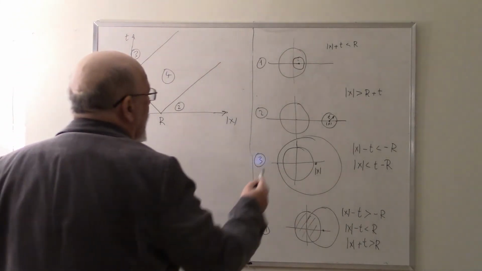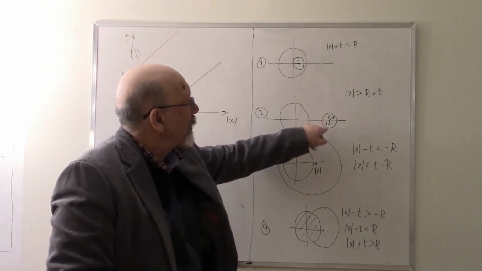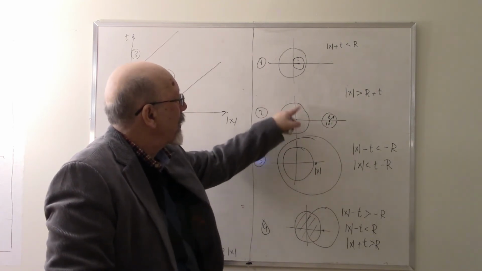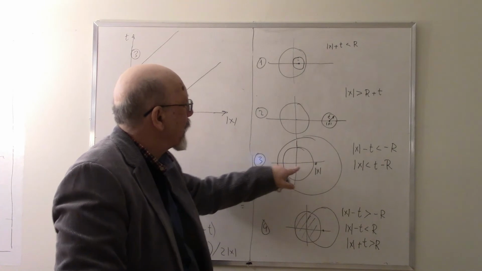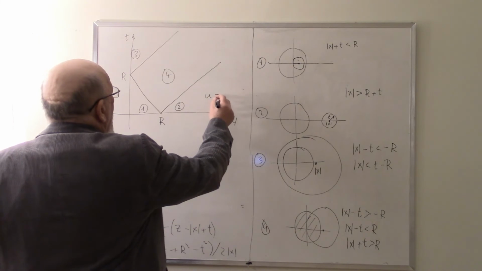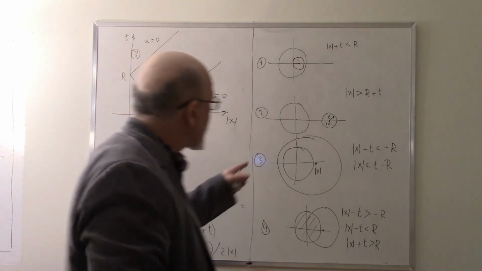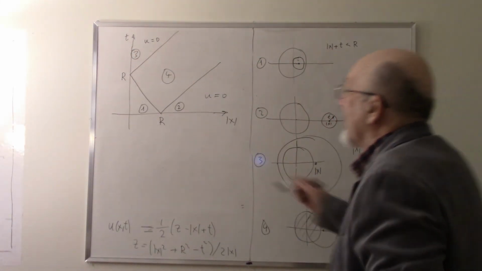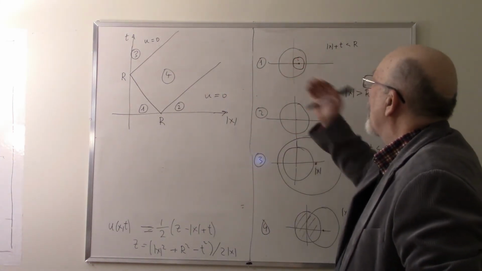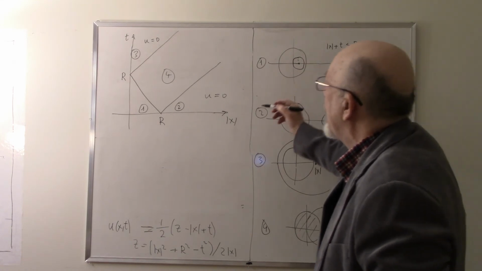Now, what about the solution in cases 2 and 3? In this case, this sphere does not intersect the ball. So this means that in the cases 2 and 3, we have u equals 0. And here, u equals 0. In case 1, here u equals t.